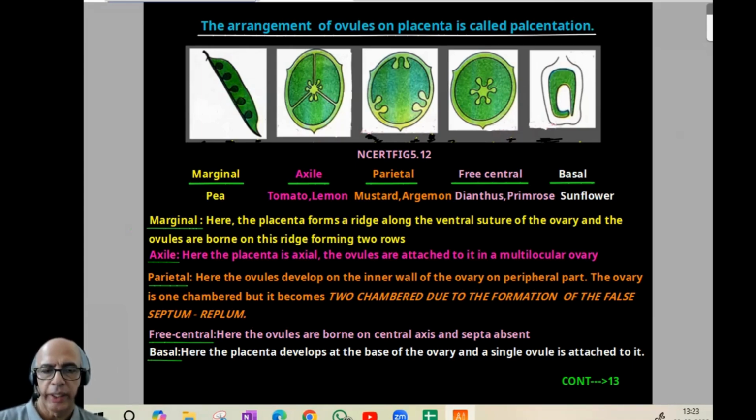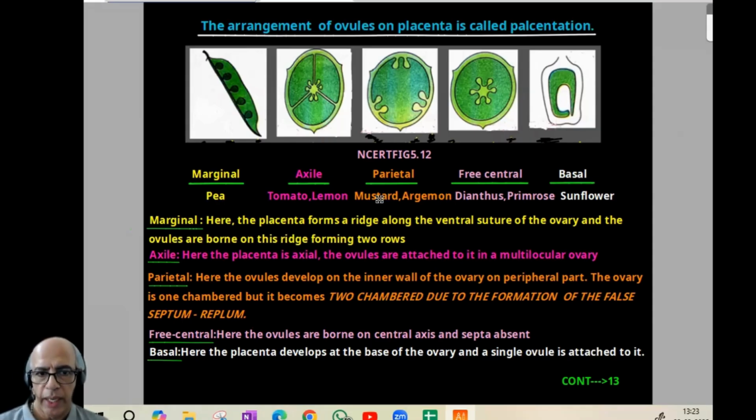Axial. Here, the placenta is axial, and the ovules are attached to it in a multilocular ovary. In this, we can find many chambers. That is axial. Parietal. Here the ovules develop on the inner wall of the ovary, on the peripheral part. Ovary is 1 chamber. There comes an important question: it becomes 2 chambers due to the formation of a false septum called replum. So replum can be seen in Brassicaceae, for example, mustard. Mustard family. Replum, important.